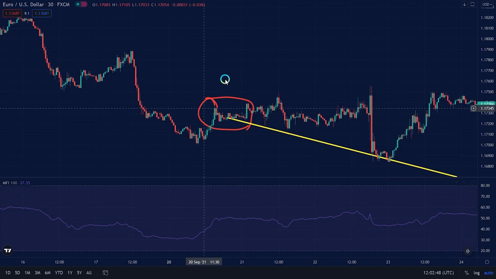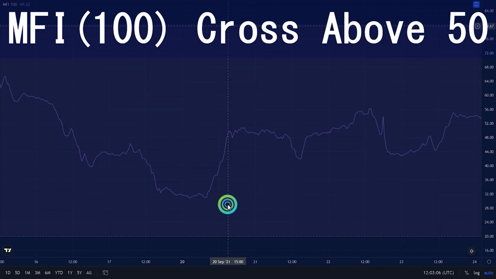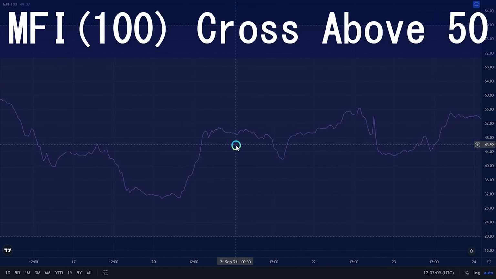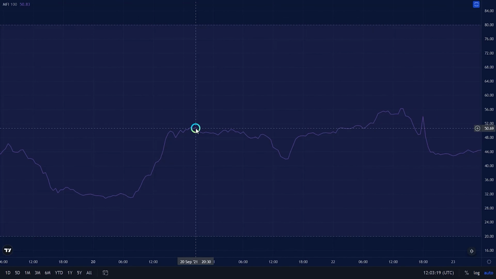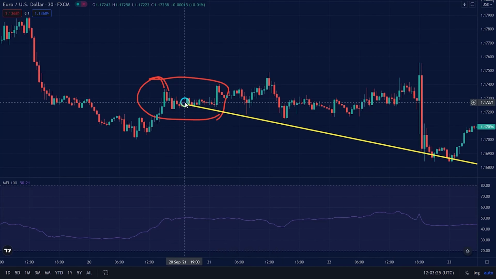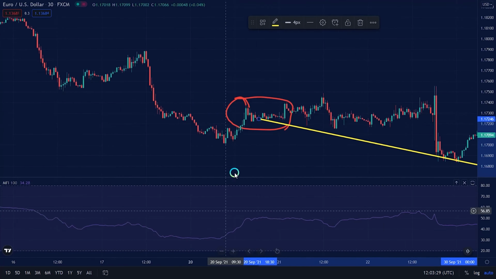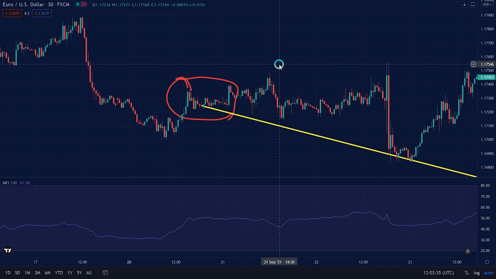Now, the entry strategy is the following. When the MFI value, the 100 period MFI value, crosses above 50, then we will take a sell trade. Let's see it here, because I want to show it to you so you can actually see it. Here it is almost 50, but here it crosses above 50, so we can take the trade somewhere here basically. And we took the trade. This is our only condition to open a sell trade, so it is a really simple strategy.